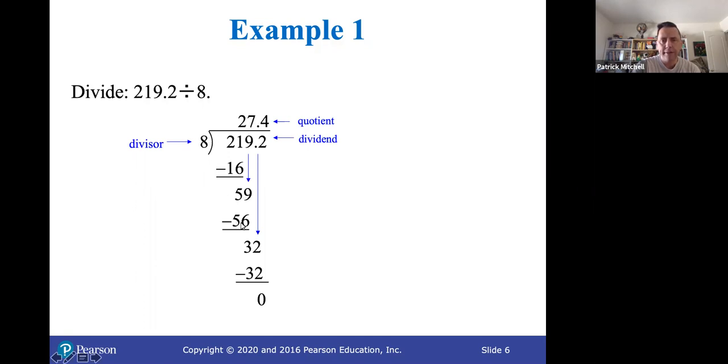7 times 8 is 56. 59 minus 56 is 3. Bring down the 2. And finally, 8 into 32 goes 4 times. 4 times 8 is 32. 32 minus 32 is 0. I don't have anything else to bring down up here. The quotient is 27 4/10.